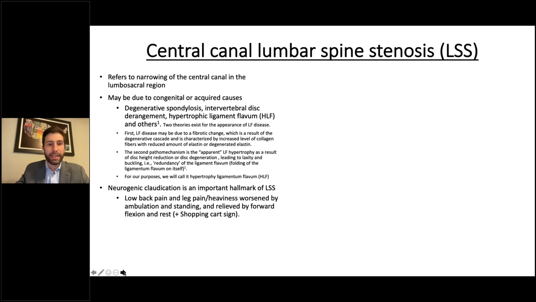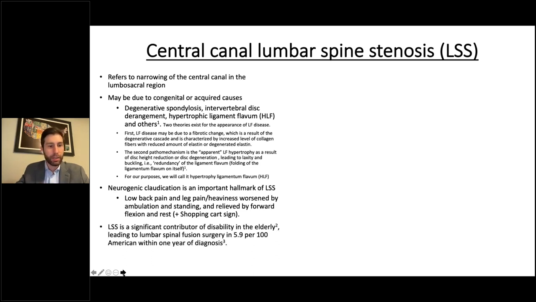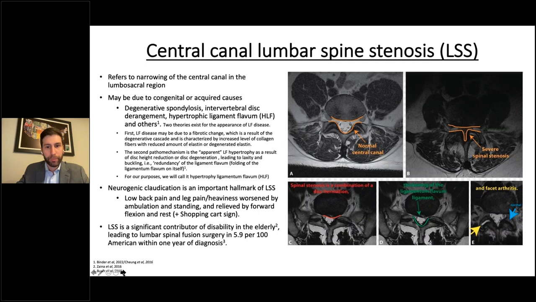Neurogenic claudication is an important hallmark of lumbar spinal stenosis. Low back pain with leg pain, heaviness that is worse with ambulation and standing, relief by forward flexion and rest, our famous shopping cart sign. Lumbar spinal stenosis is a significant contributor to disability in the elderly, leading to lumbar spinal fusion in 5.9 per 100 Americans within 1 year of diagnosis.